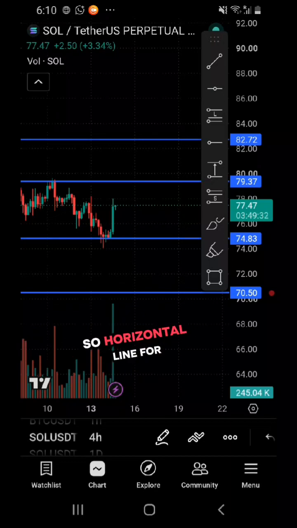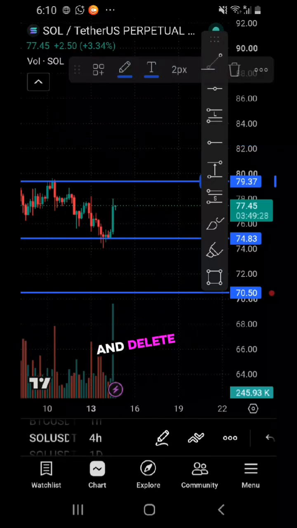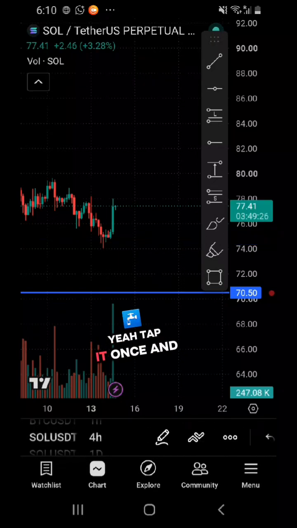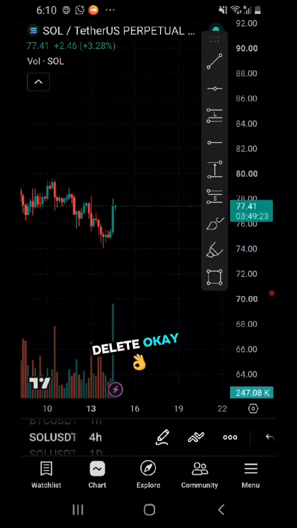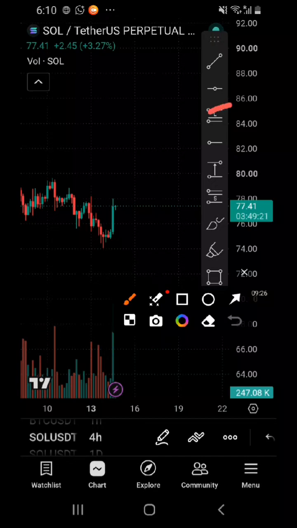So the horizontal line for drawing support and resistance, we are also going to delete it. Tap it once and delete. Okay, we're going to the next one.